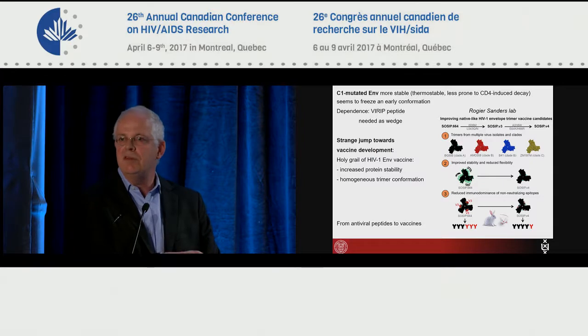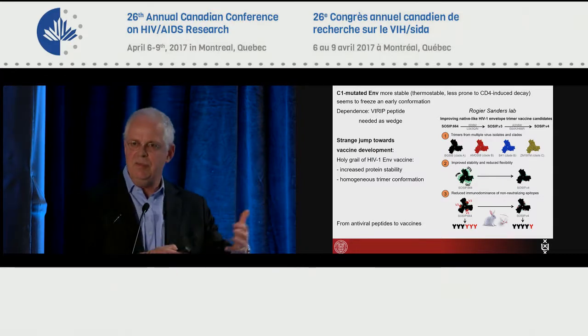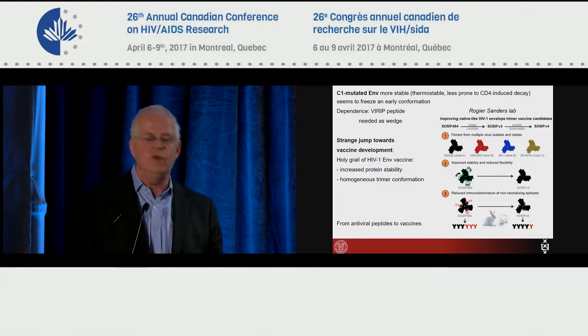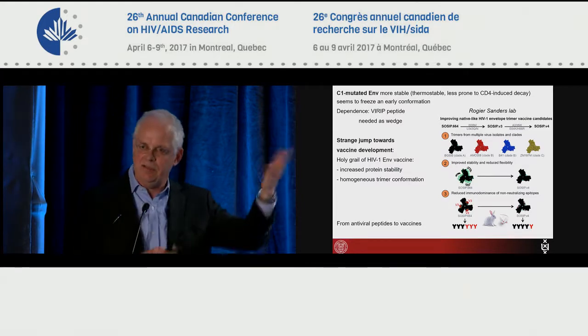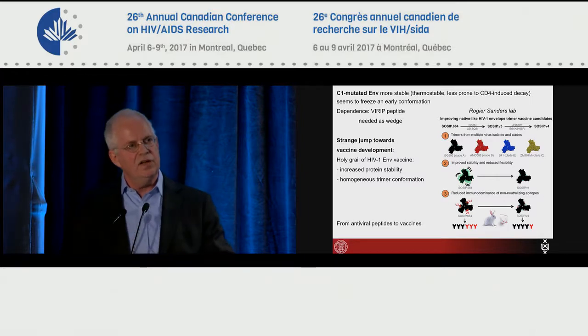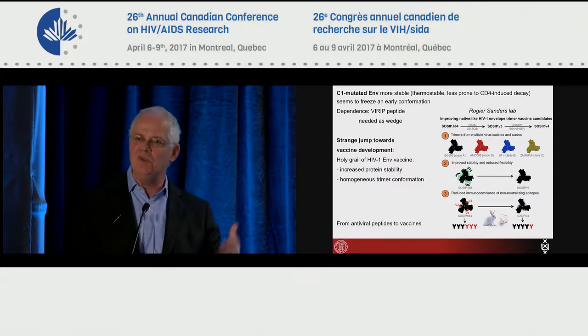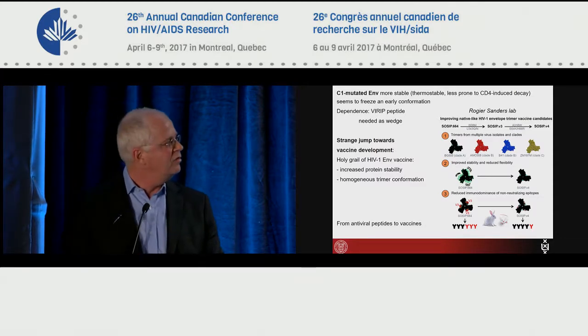You have to look at different envelope subtypes to broaden the response. He also wants to reduce flexibility in the protein, and of course you would like to mask domains like the V3 domain, which are very immunodominant, but they never induce neutralizing antibodies, and you want the immune system to focus on the more important part for raising antibodies.